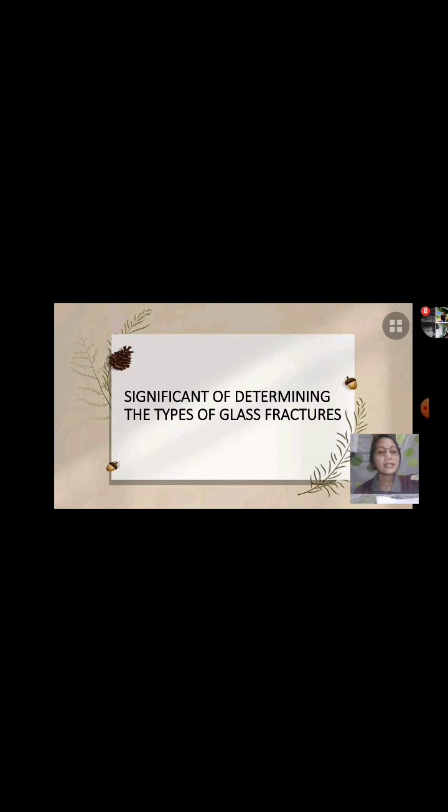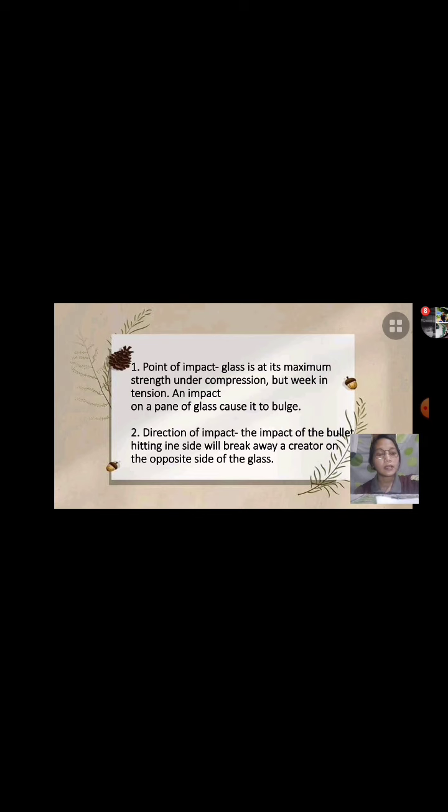So, the significance of determining the types of glass fractures. Number 1. Point of impact. Glass is at its maximum strength under compression but weak in tension. An impact on a pane of glass causes it to bulge. Number 2. Direction of impact. The impact of the bullet hitting inside will break away a crater on the opposite side of the glass.